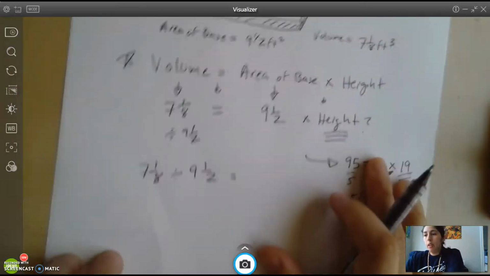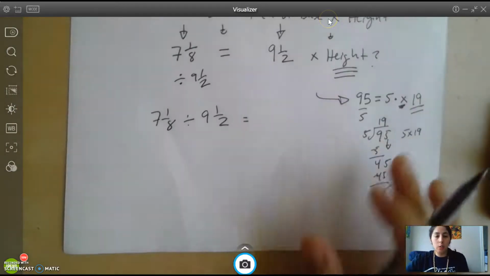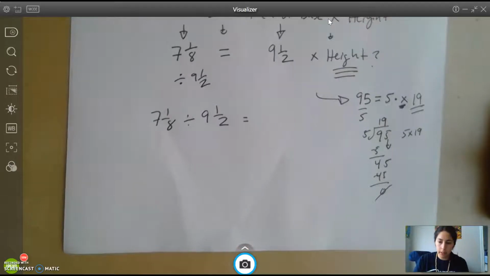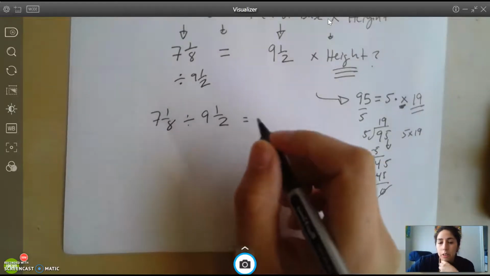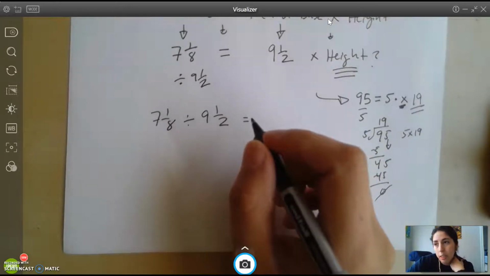All right. From here on out, this is why that do now was a lot of mixed number work, because it's a whole lot of mixed number practice for today's lesson. All right, so dividing fractions. Think about what you remember about dividing fractions. Take a second.